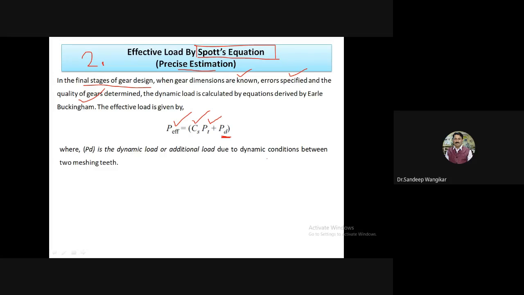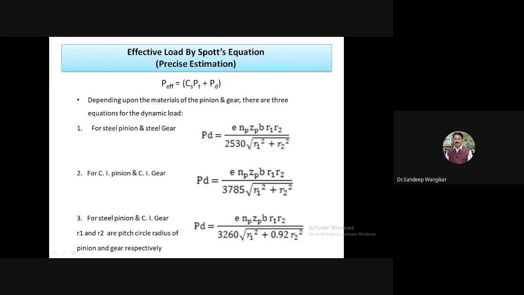So let us see this Spot's equation. P effective is equal to CS PT plus PD. So PD, the dynamic load based on Spot's equation, can be calculated as follows. There are three different formulas for steel pinion and steel gear. The dynamic load PD can be calculated as, see the formula, PD is equal to E N P Z P into B into R1 into R2 divided by 2530 root of R1 square plus R2 square. So you will take down this first formula for the precise calculation.